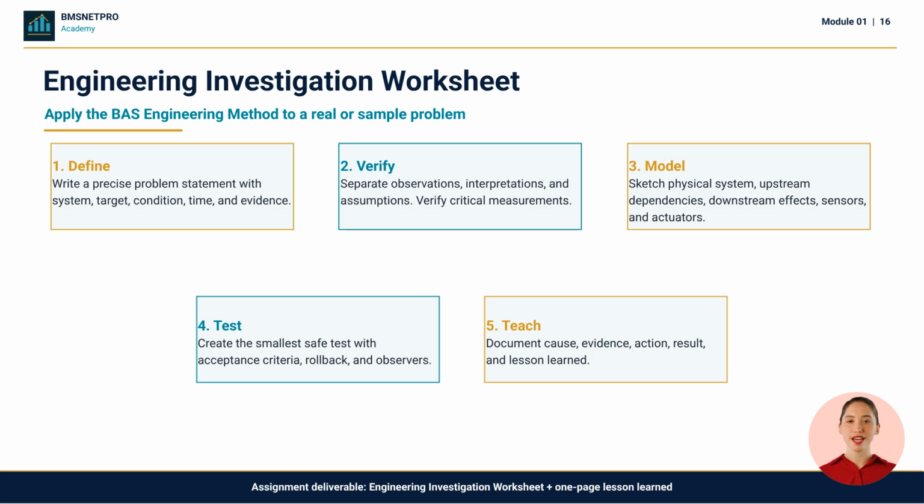The practical assignment asks learners to use the method rather than memorize it. They should select a real or sample BAS problem and complete the engineering investigation worksheet. The work must include a precise problem statement, separate observations, interpretations, and assumptions, a physical sketch or system description, at least 2 hypotheses, the smallest safe test, acceptance criteria, rollback conditions, validation evidence, and a short lesson learned. This is the type of document that can improve team practice and reduce repeated failures.